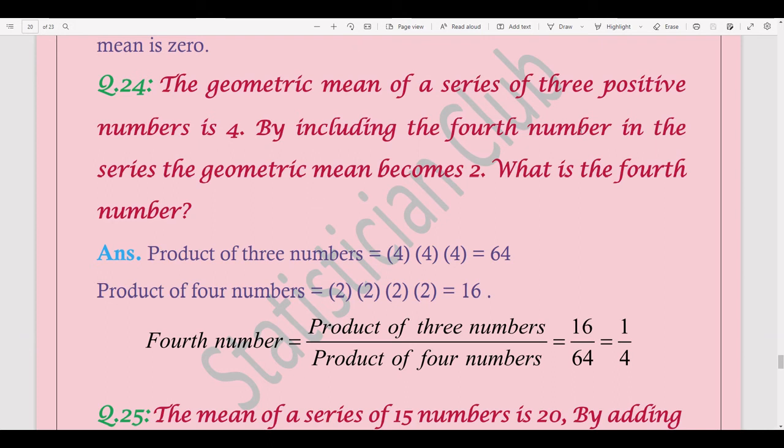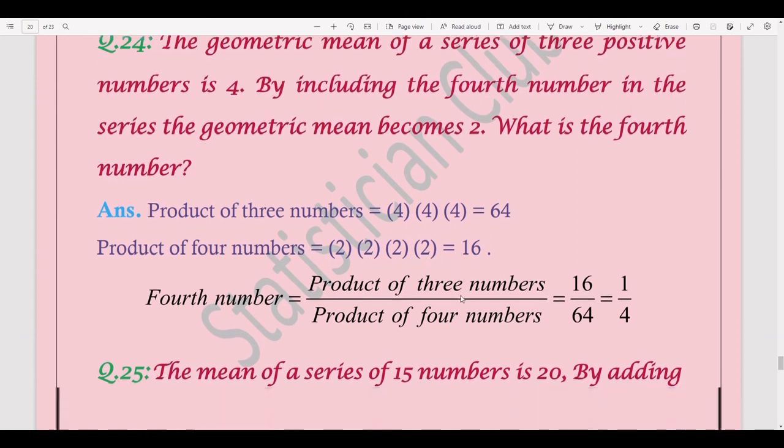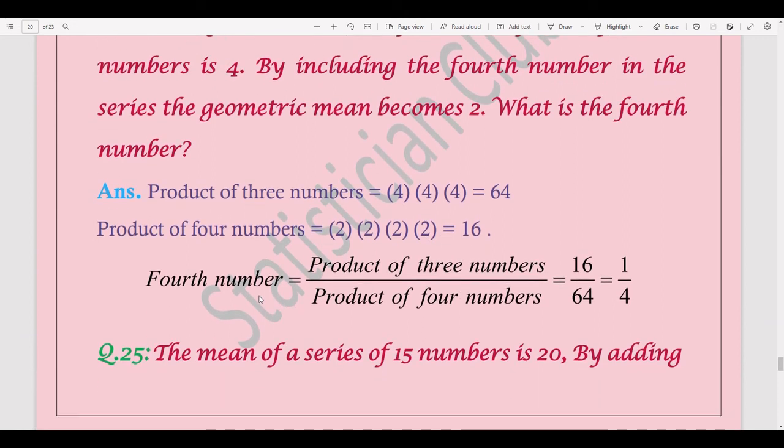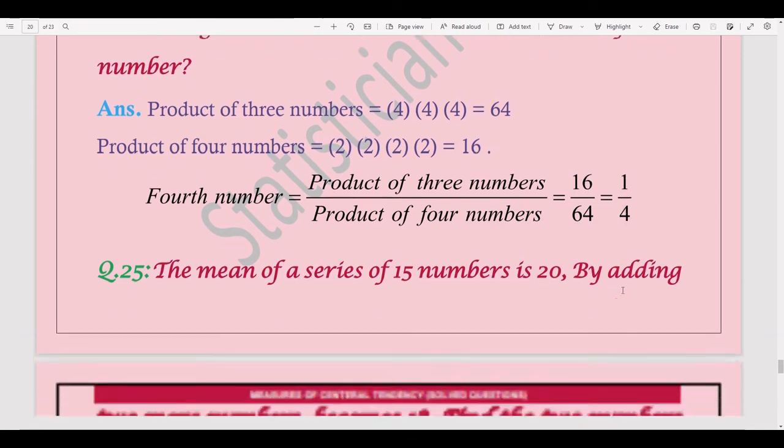The geometric mean of a series of 3 positive numbers is 4. So we multiply 4 three times to get the product of the 3 numbers: 4 times 4 times 4 is equal to 64. The product of the 4 numbers is 2 times 2 times 2 times 2, which is 16. Now we get the fourth number. The fourth number is equal to the product of 4 numbers divided by the product of 3 numbers: 16 divided by 64, which is 1 by 4.